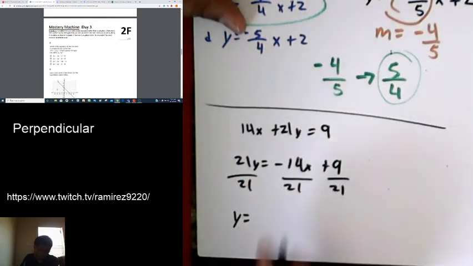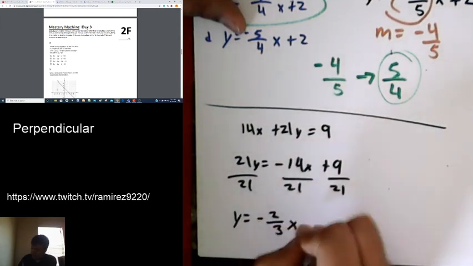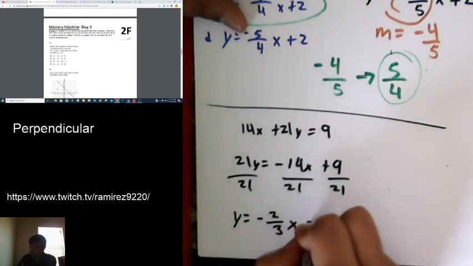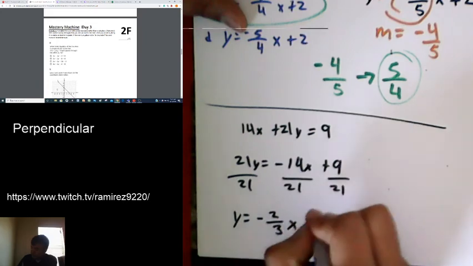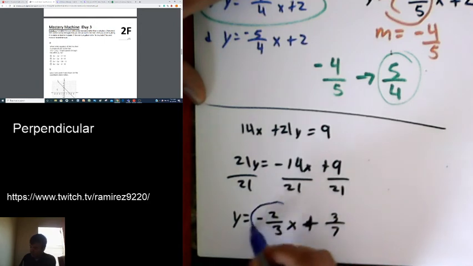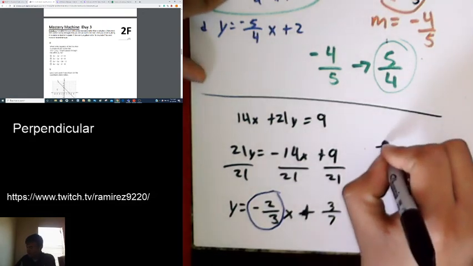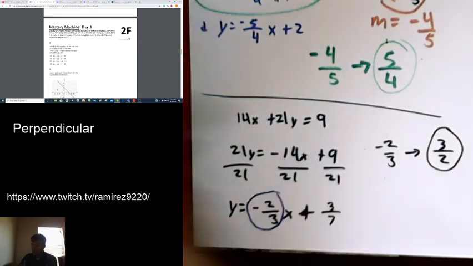They're both divisible by 7s, so we can say this becomes negative 2 over 3x. Here, they're both divisible by 3s, so it becomes, 3 goes into this 1 time and into 21 7 times, plus 3 over 7. But the important thing here is looking at this right here. This is our slope. So the equation of our answer is going to have, well, they want perpendicular. So right now we have this negative 2 over 3. It's going to become positive 3 over 2.